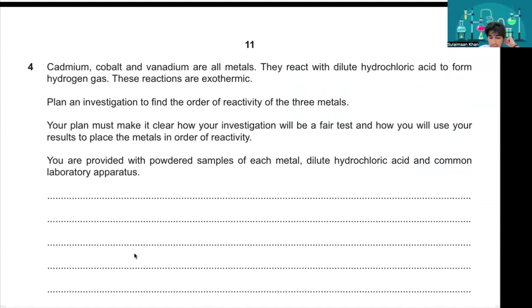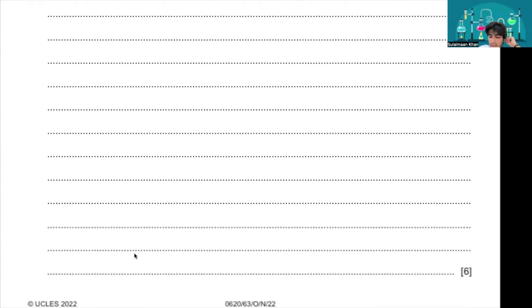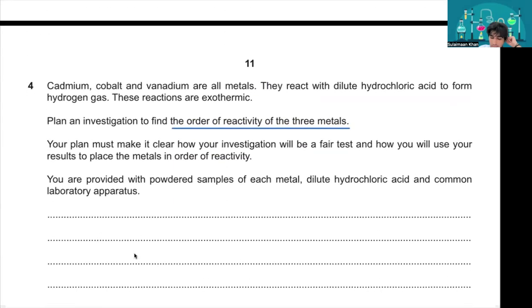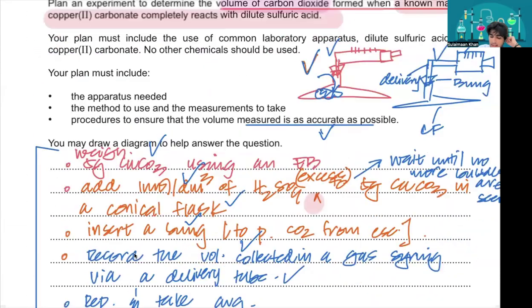Similarly, this right here, calcium, cobalt, and vanadium, they're all metals. How do you find out their reactivity? It should be a fair test. Again, I will do the exact same experiment right here because they are metals. And metals, when I react them with acids, they're going to give me a gas. And if a gas is being produced, the exact same experiment will be carried out by me.